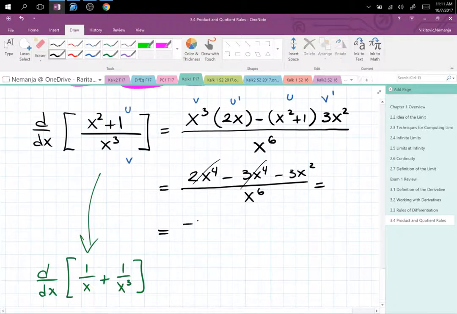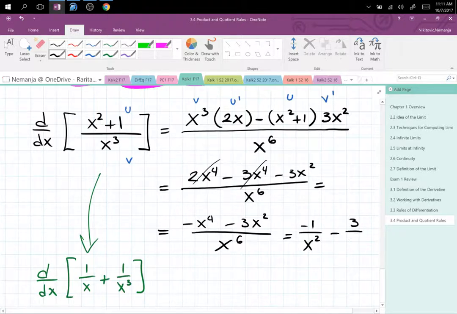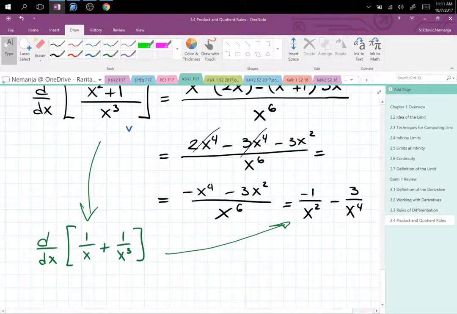So this is negative x to the 4th minus 3x squared over x to the 6, which works out to be negative 1 over x squared minus 3 over x to the 4th. And now I see it's good. You can't do this all the time. Only when you have polynomials. You do the long division and you figure it out.